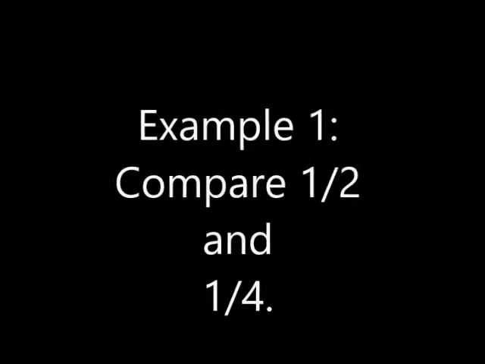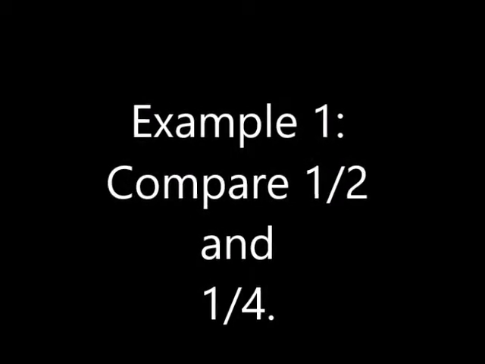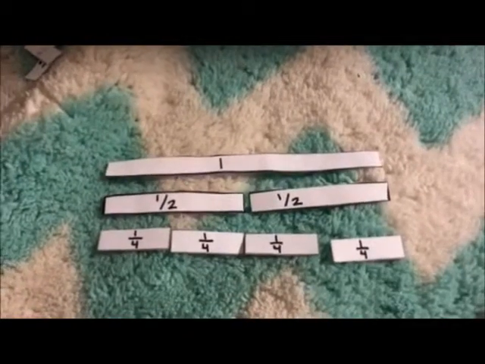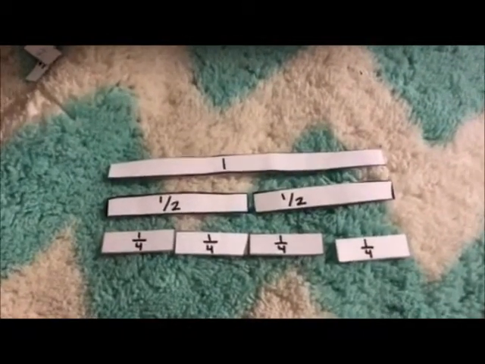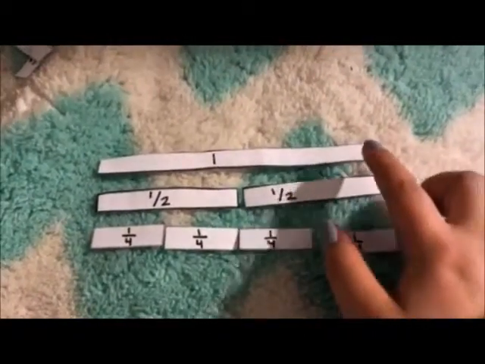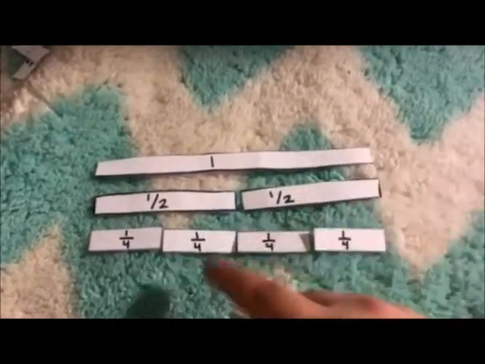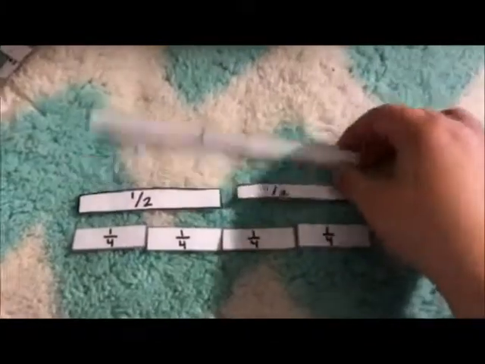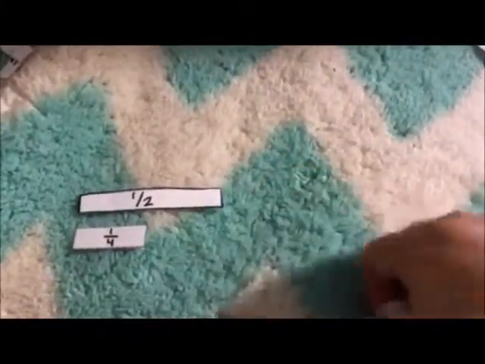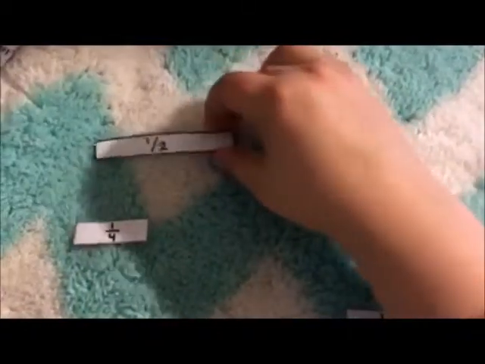Example 1. Compare 1/2 and 1/4. So we need to compare 1/2 to 1/4. So I've got my halves and my fourths. And as you can see, we're comparing to the same whole. So we just need a half and a fourth. And to compare these, we need a common denominator, and that's 12ths.